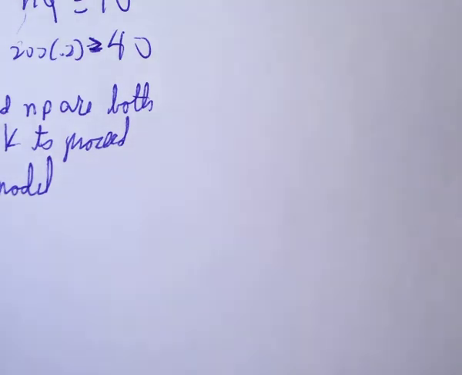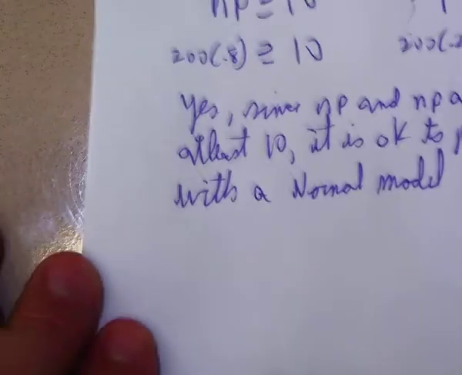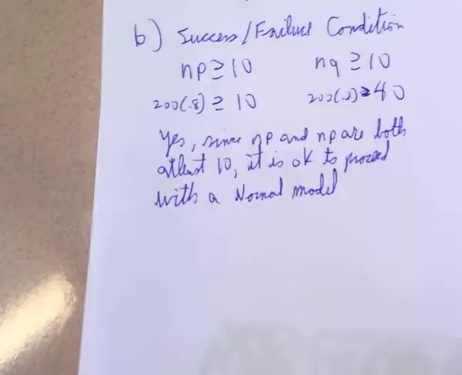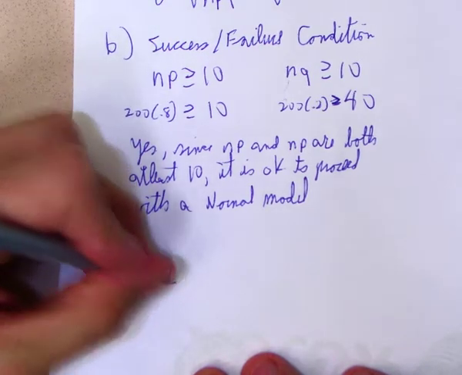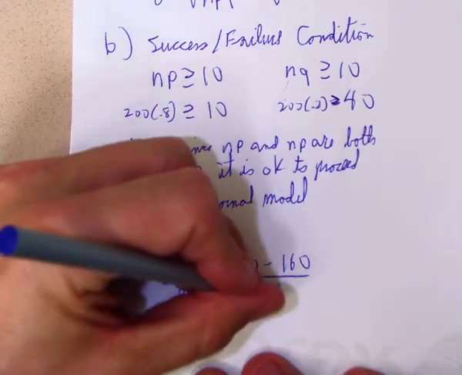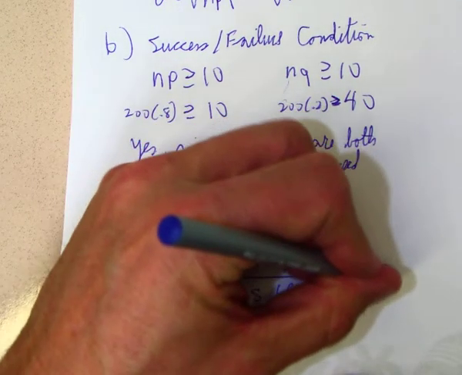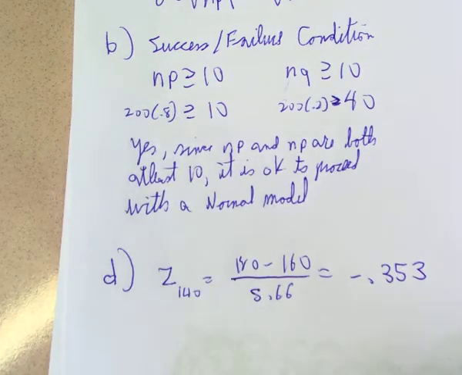And then part D says, would you be surprised if she made only 140 bullseyes? Well, let's see. Let me zoom out again. There you go. For D, I'm going to do a z-score for 140. So 140 minus 160 over 5.66. That's negative 20, divided by 5.66 is negative 3.53 standard deviations from the mean.